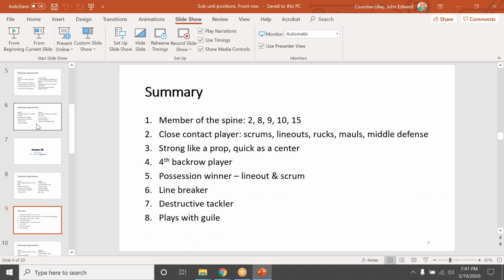So close contact, you expect the hooker to be as strong as a prop and as quick as a center. Essentially a 4th back row player. They'll always be last out of the scrum because the scrum has to disassemble. That's why they run support lines, because they're coming from late, often covered support lines, so the defense isn't always aware of where the hooker is coming from. They're a possession winner at the line out and scrum. So possession winner means the hooker throws the ball in accurately enough that we can receive it, and wins the strike on our own ball. They're a line breaker, disruptive tackler, and they play with guile.